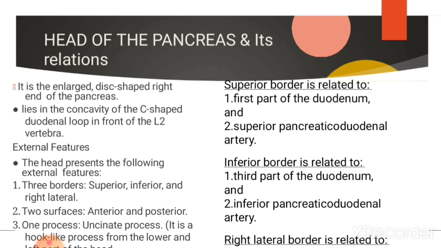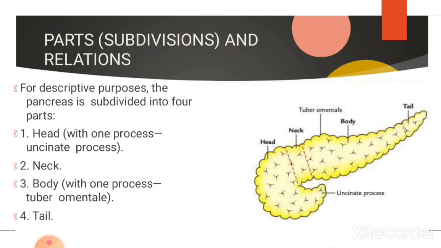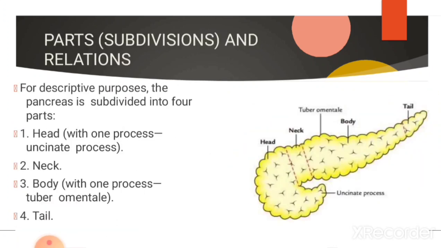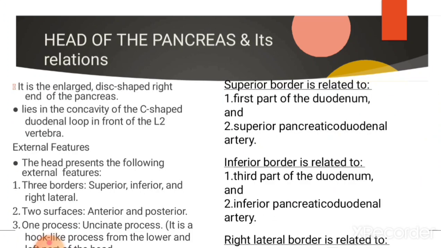Now the external features of the head of the pancreas: it presents 3 borders, that is superior, inferior and right lateral border. Here we can see the head of the pancreas, which is lying in the concavity of the duodenum. It has 3 borders: this is superior, this is inferior, and this is the right lateral border of the pancreas. It has 2 surfaces, the anterior and the posterior surface, and a small hook-like process emerging out, which is known as the uncinate process.